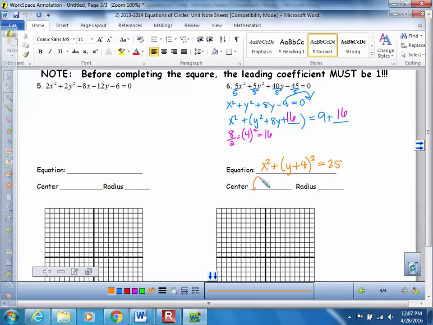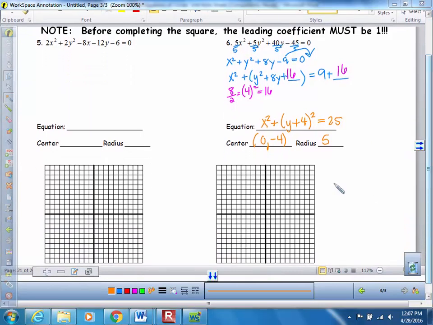So my center, since there's no number with x, would be 0, comma, negative 4. My radius, if I take the square root of 25, would be 5. So I'd graph my center at 0, negative 4, which means I go down 4 on my y-axis, put a point, and from there I would go out 5 in every direction. And then draw my circle. And just make sure that it is rounded and does not look like a square.